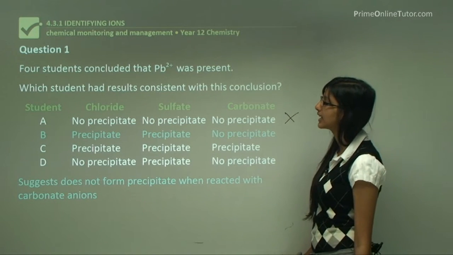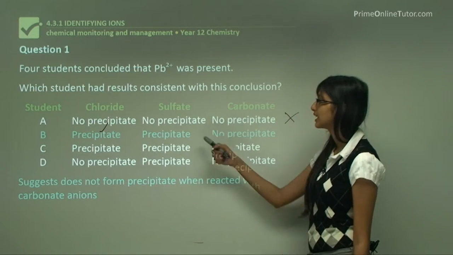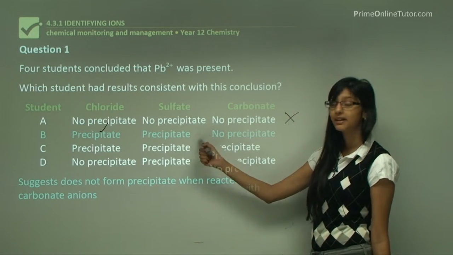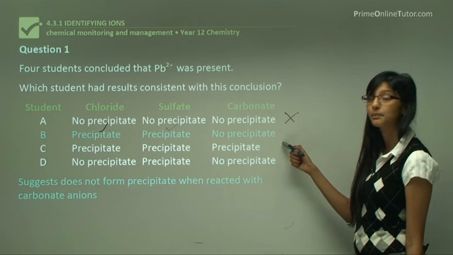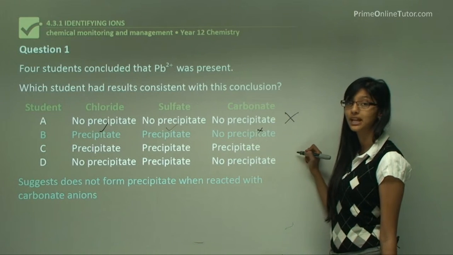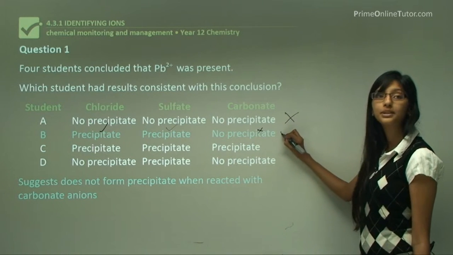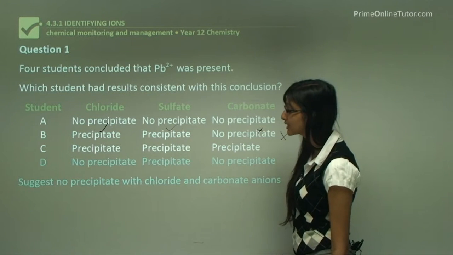Option B tells us that lead forms a precipitate with chloride. This is correct. It says lead forms a precipitate with sulfate. That is correct again. But it says lead does not form a precipitate with carbonate. This is wrong because it does produce a white precipitate with carbonate. Hence, option B is also wrong. Let's look at option D.